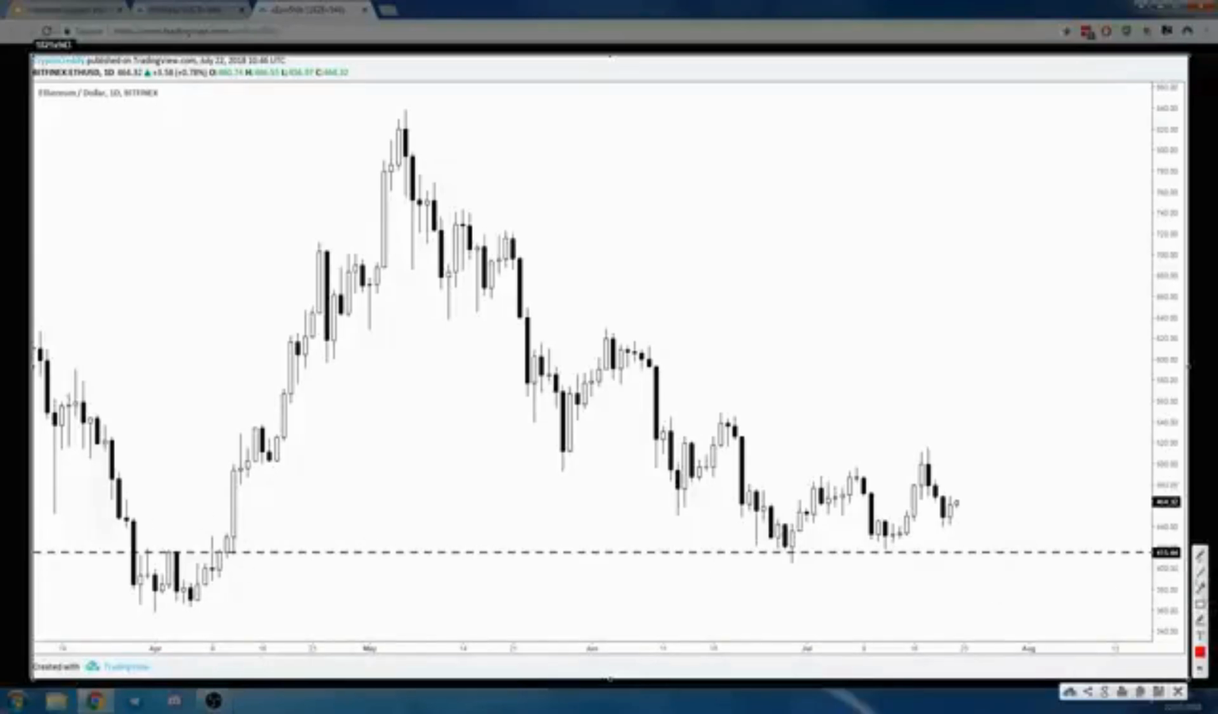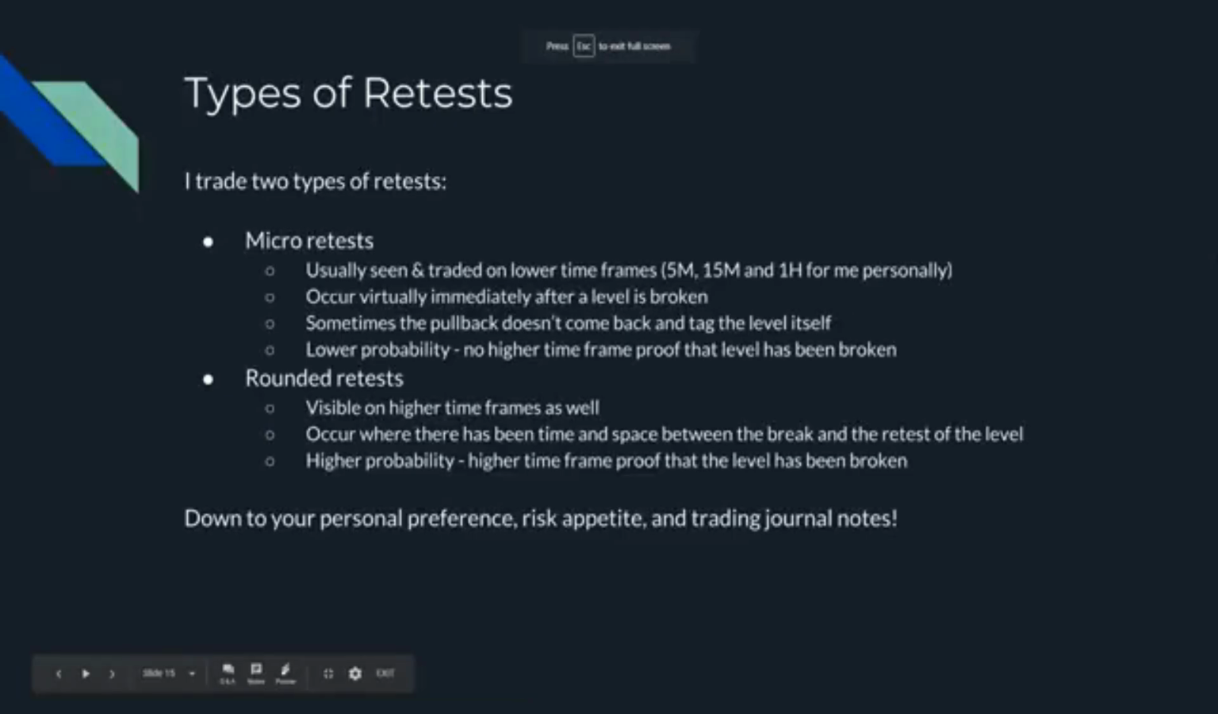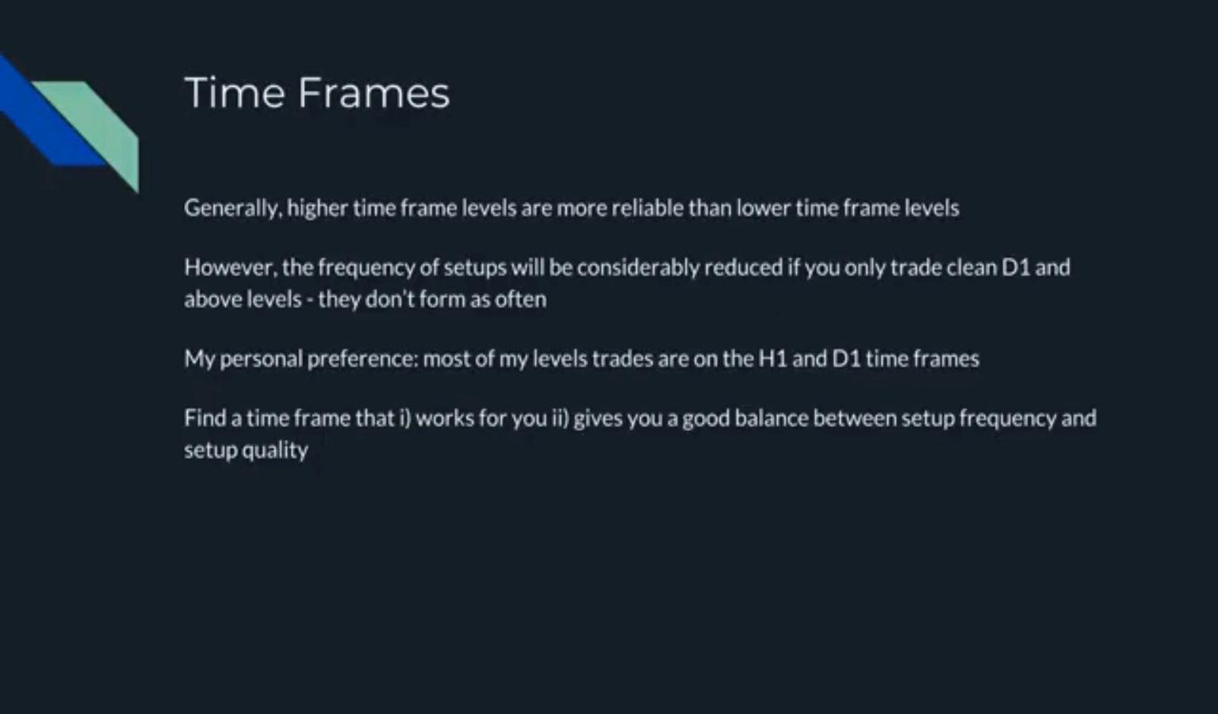But this also goes to show that you don't need to pick or choose whether you want to trade micro retests or rounded retests. Because as you can see here, you could have made money on the lower time frame micro retest, but then also once price has finished all of this and is coming back towards the level, you could be aware that there's a rounded retest in play as well. Which is why I suggest personally, just based on your preference, risk appetite, whether you like lower time frame stuff, and of course the notes from your trading journal.